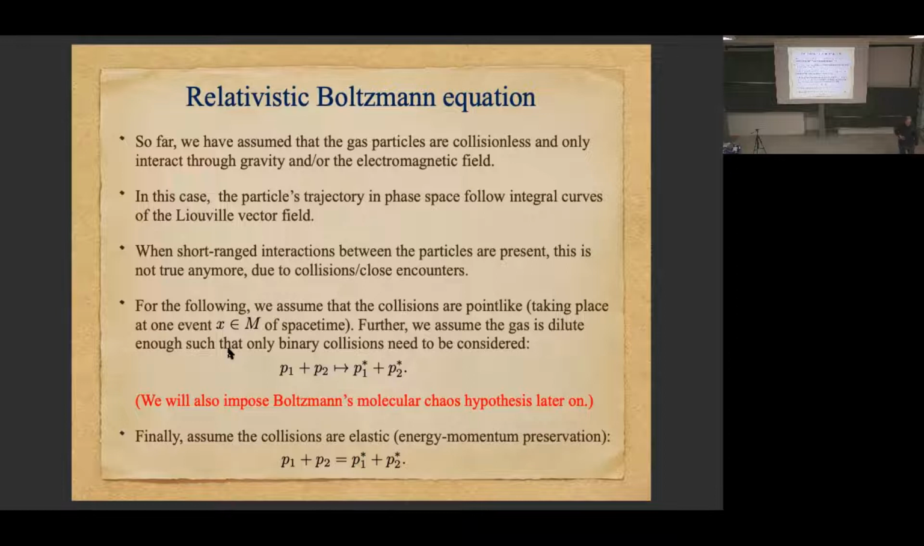This could be collisions, or you could think also in terms of close encounters. If you have, for example, two stars in a galaxy and they come very close together, then you can look at this effectively like a collision. What we're going to do is look at ideal collisions in the sense that we assume they are point-like, taking place only at one specific event. That means before they encounter each other, their path is not modified.